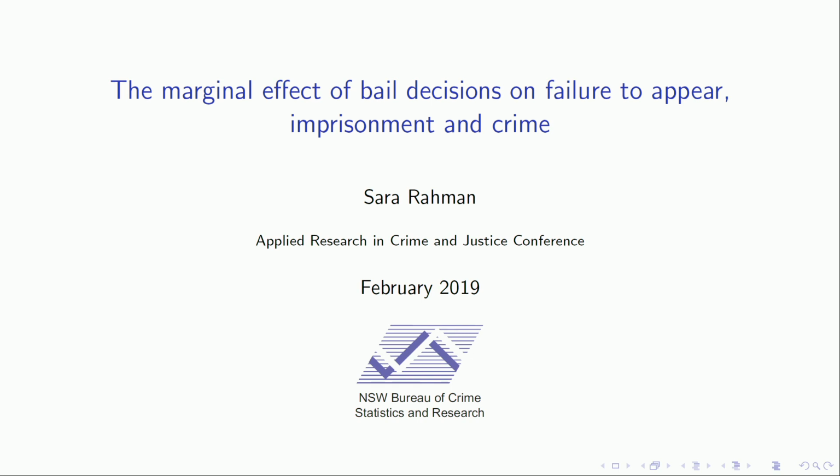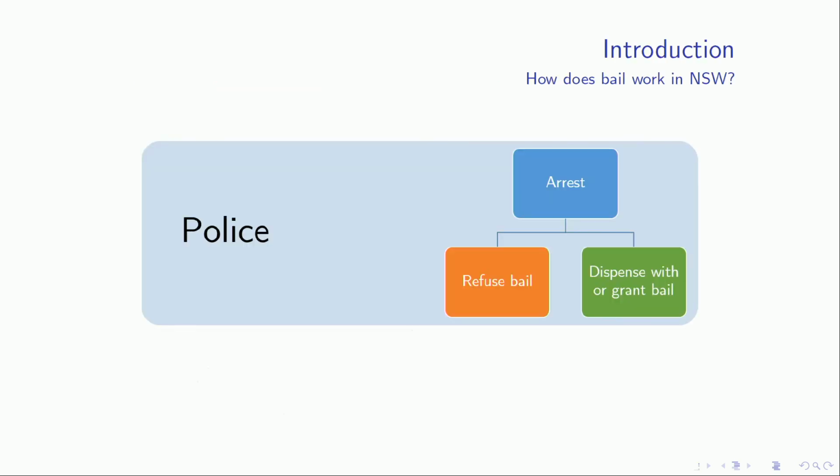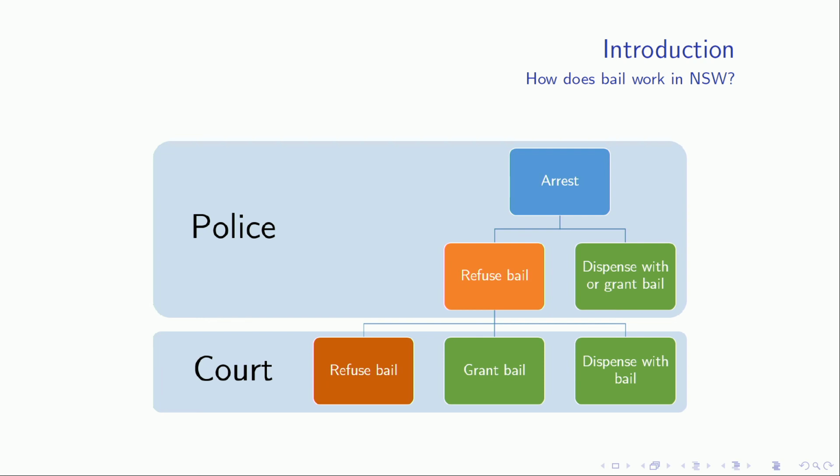Basically, I think Felix already gave a rundown of how bail works in New South Wales. So this is basically just a different chart. When someone's arrested by the police, they can either refuse bail, dispense with, or grant bail. But if someone's refused bail, they're taken to a court where the court can either make a decision to grant or refuse bail, or they're dispensed with. So when I'm talking about bail decisions, I'm really only referring to those in that court group who are either granted or refused bail.